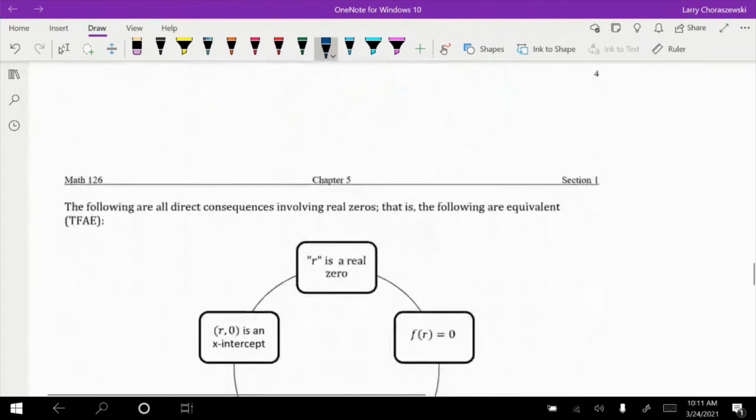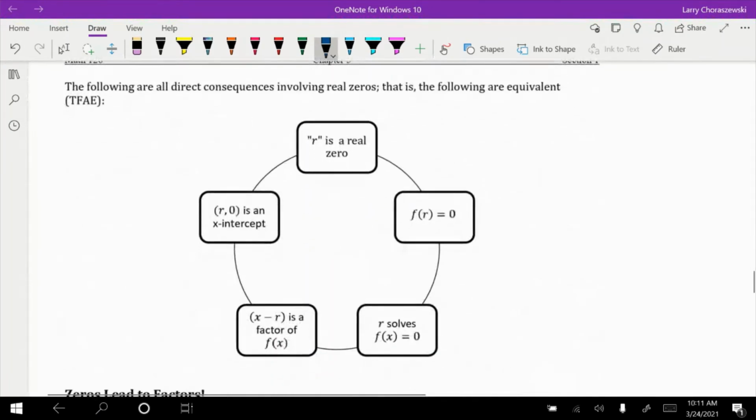Now, the big deal about these numbers can be summarized in this graphic that I put together. It's kind of a little chain link here of results that you get once you know that a number is a real zero. This is considered a TFAE result, meaning the following are equivalent. And in plain old English, that means that if one of these facts is true, then all of the rest of them are true.